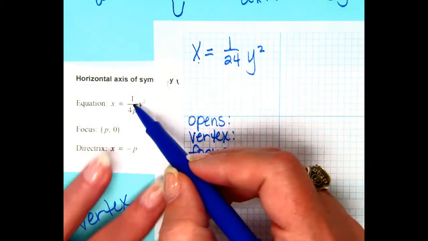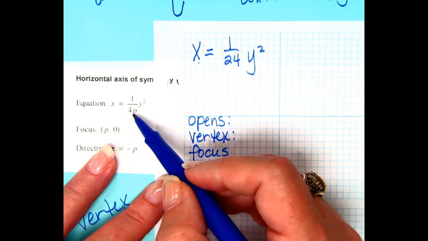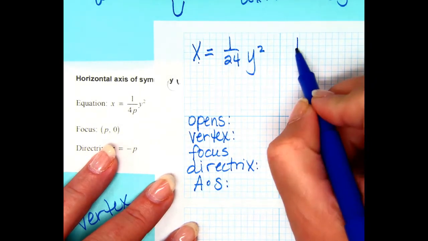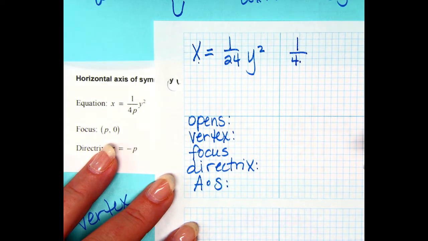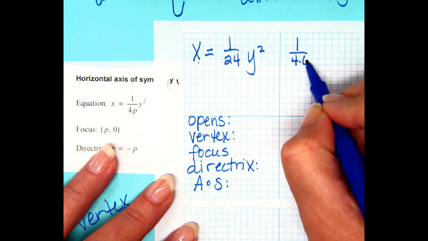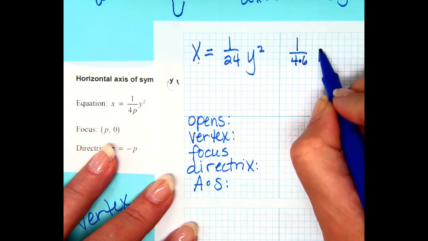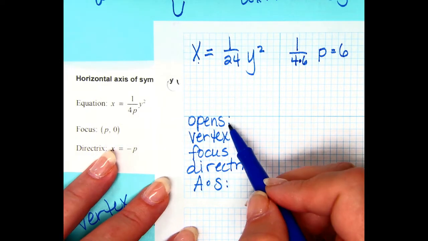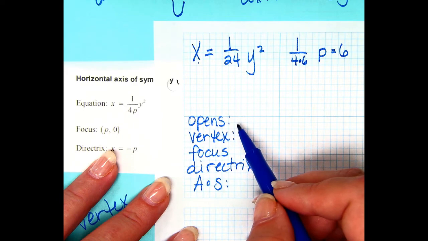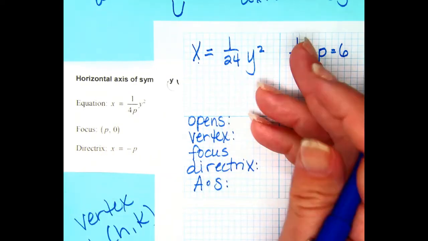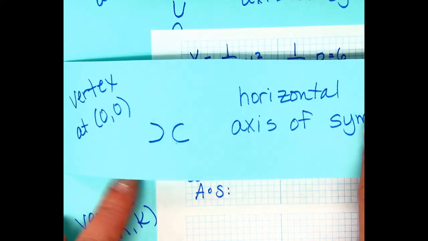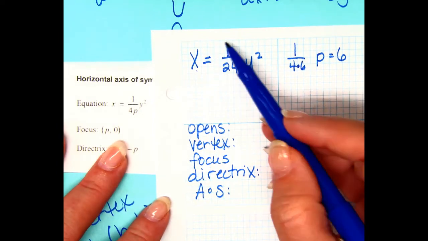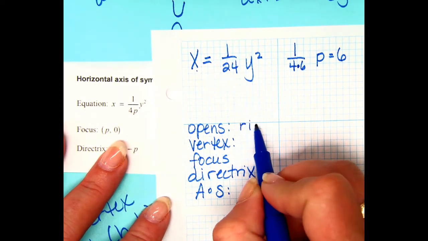So I need this equation to say 1 over 4p. Well, it already says 1 over 24. Is that something I could easily convert into 1 over 4 times something? What is that something? 6, right? Because 4 times 6 is 24. What does that mean that P is? P is 6. Okay? Well, did we already decide which direction this opens? Well, according to this, it either opens left or right. How do we tell the difference if it's opening left or right? Yeah, is this negative? No, so which direction does it open? It opens to the right.